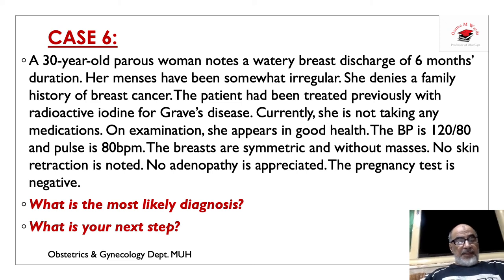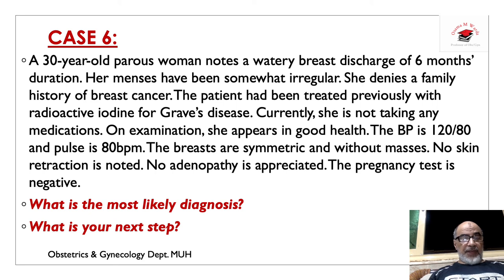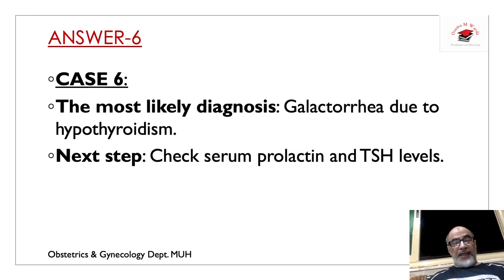What is the most likely diagnosis? What is your next step? The most likely diagnosis is galactorrhea due to hypothyroidism. The next step is to check serum prolactin and TSH levels.